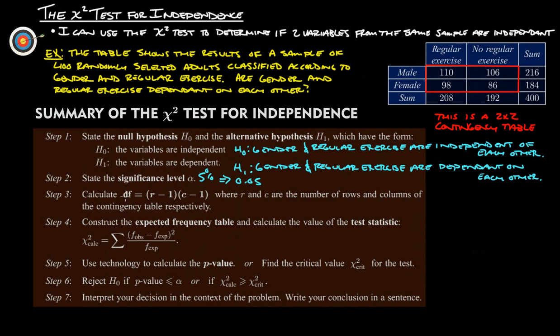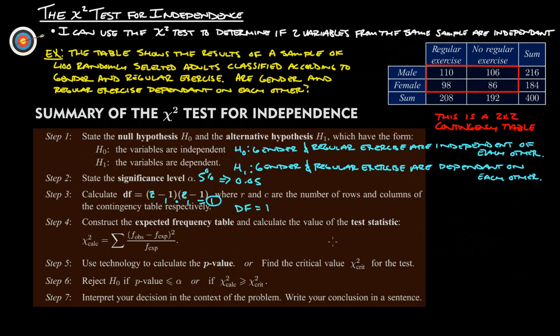Our degrees of freedom is going to be the rows minus 1 times the columns minus 1. In this case we have 2 rows across, you row across a lake, and columns are vertical things that hold up a building, so that's up and down. So our rows are 2, our columns are 2. 2 minus 1 is 1. 2 minus 1 is 1. 1 times 1 gives us 1. So our degrees of freedom in this case are 1.